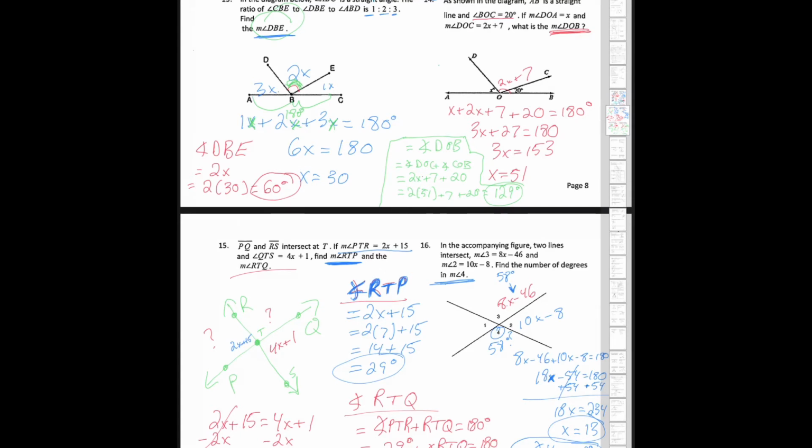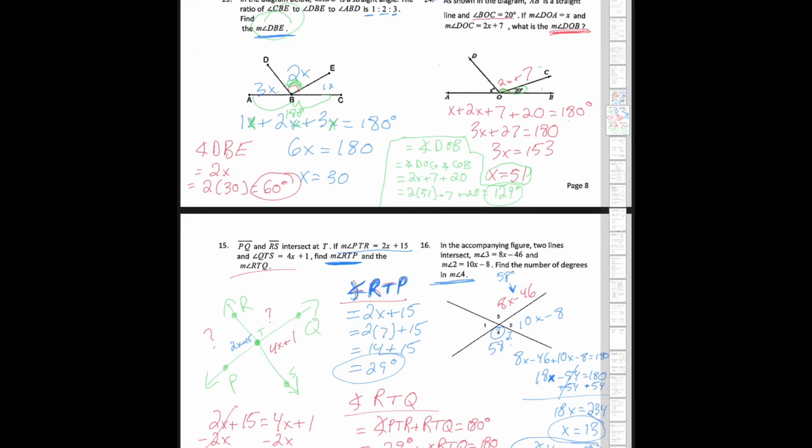14. We have another straight line. Immediately we think 180 degrees. So angle BOC is 20 degrees. BOC is this angle right here. Angle DOA is X, and DOC is 2X plus 7. So find angle DOB. DOB is this angle and this angle together. So really what we're going to need to do is solve for the variable first. If I add all 3 of those angles together and set them equal to 180, I get that X is equal to 51 when I solve.